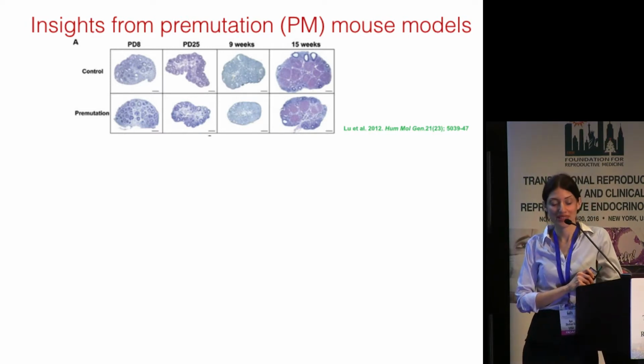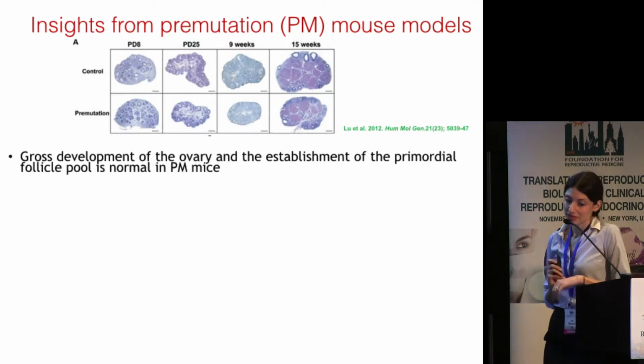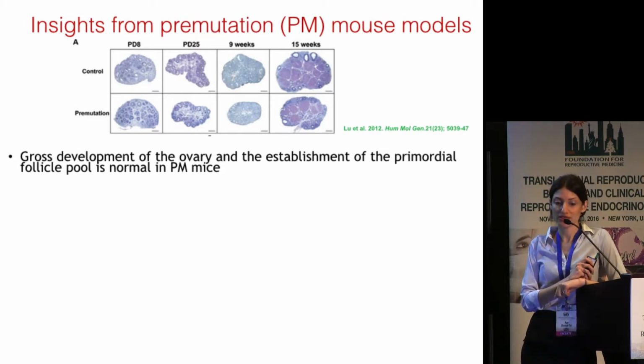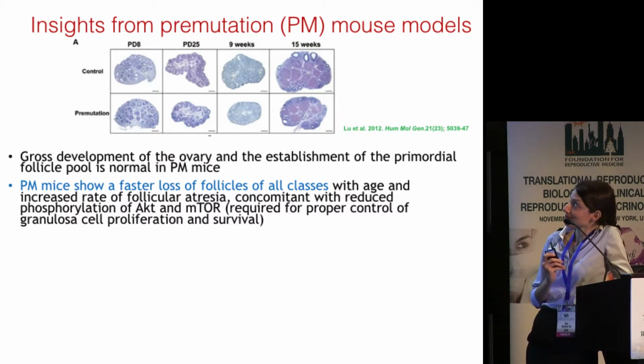So, what are some manifestations of the premutations, some ovarian manifestations? So, there are some insights from mouse models. The growth development of the ovary and the establishment of the primordial follicle pool is normal in premutation mice. However, they show a faster loss of follicles of all classes with age. And this is concomitant with increased rate of follicular atresia, reduced phosphorylation of AKT and mTOR, which are required for granulosa cell proliferation and survival.